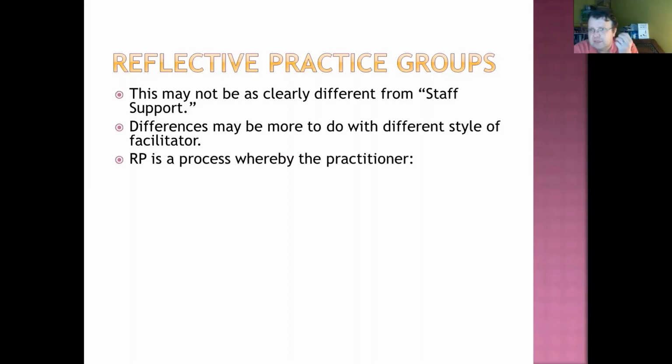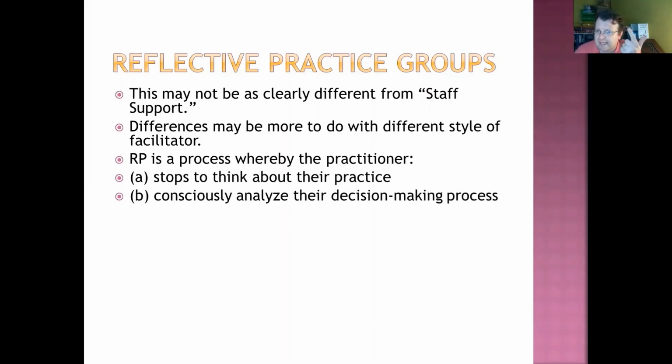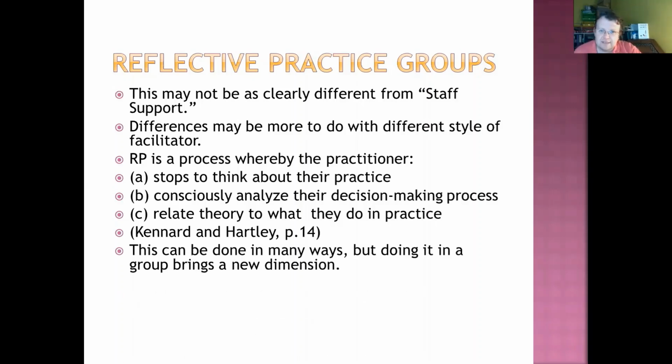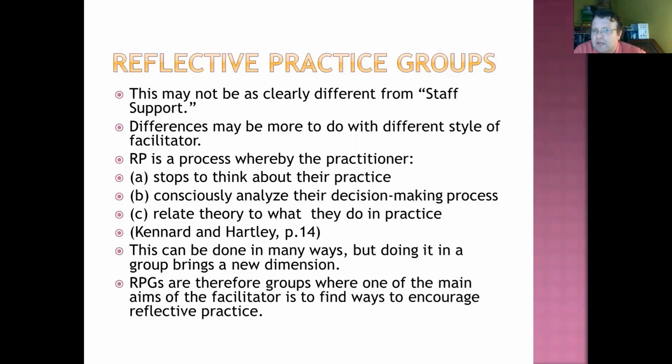Reflective practice itself is a process whereby the practitioner stops to think about their practice, consciously analyses their decision-making process, and then relates the theory to what they do in practice. That's really what it means to be a reflective practitioner. And this can be done in many ways, but when you do it in a group, it brings a new dimension up. Sorry if you're a bit fed up now with me going on about groups bringing a new dimension, but then on the other hand, what did you expect? You come on a course in group analysis, I'm going to be talking about groups bringing a new dimension. So reflective practice groups are therefore groups where one of the main aims of the facilitator is to find ways to encourage reflective practice. Of course, that's a group.